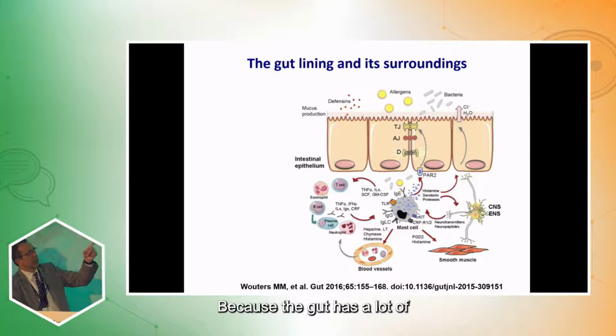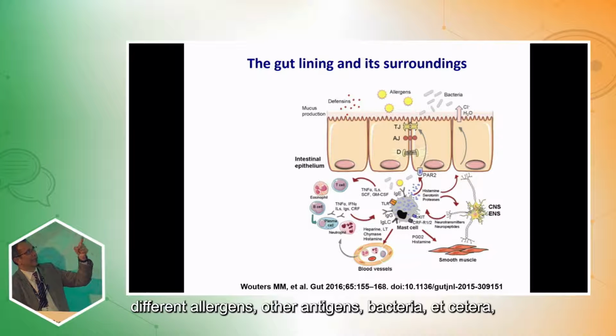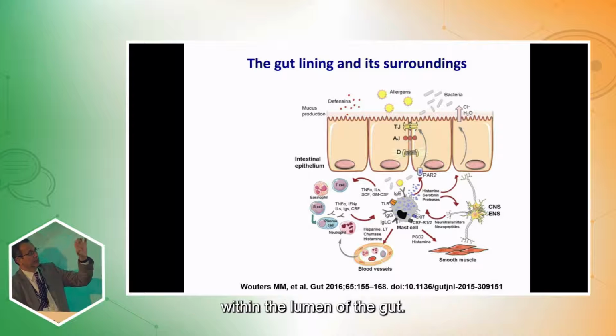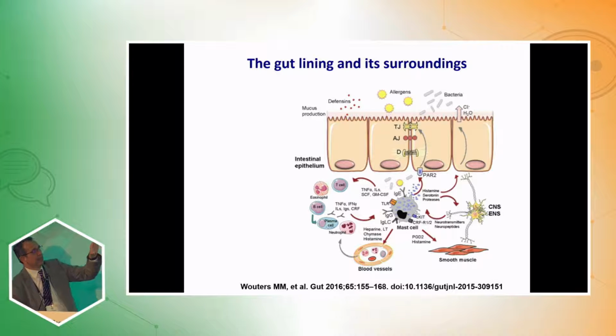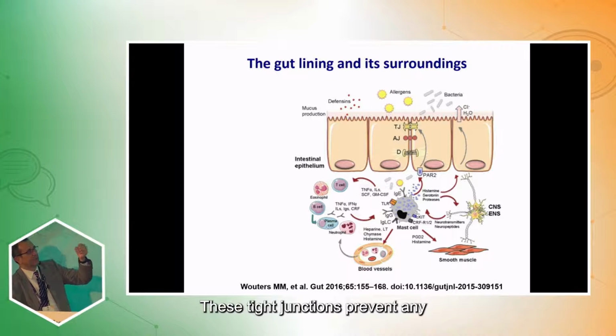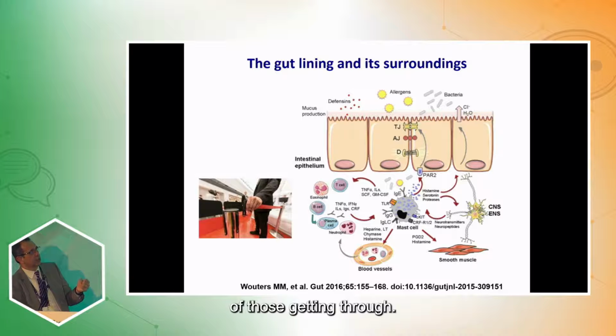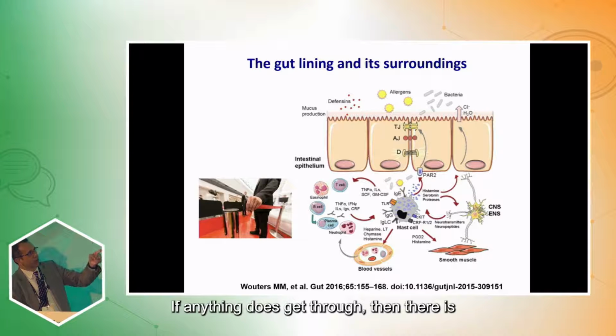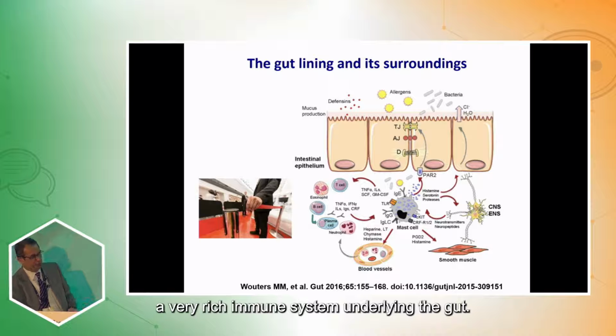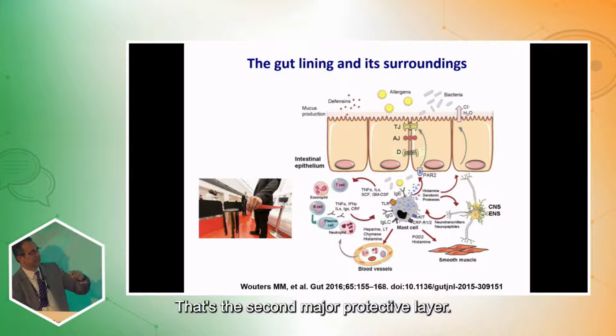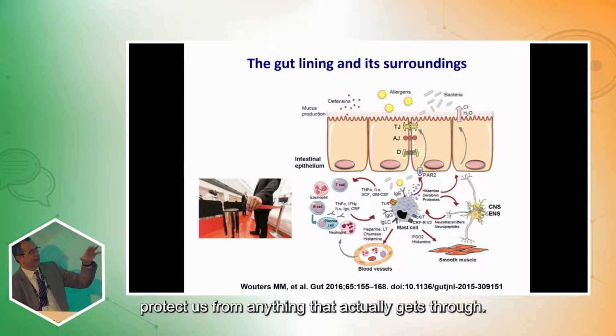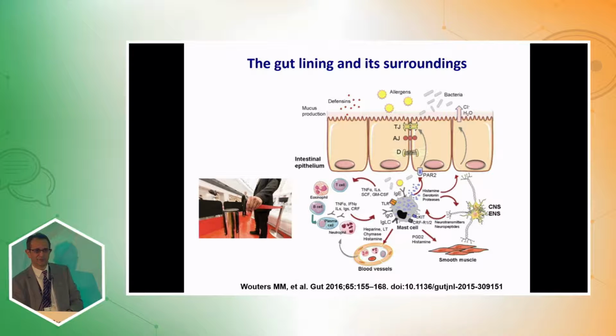Because the gut has a lot of different allergens, other antigens, bacteria, etc., within the lumen of the gut, these tight junctions prevent any of those getting through. If anything does get through, then there is a very rich immune system underlying the gut. That's the second major protective layer. And you can see that there are many, many different types of immune cells there to protect us from anything that actually gets through.